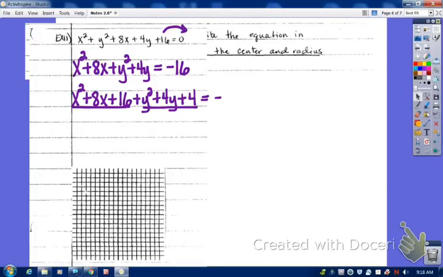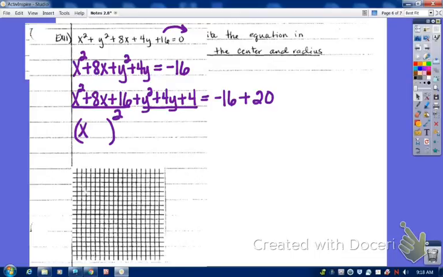On the right-hand side, I have negative 16, but something changed on the left-hand side. I added 2 numbers. What 2 numbers did I add? 16 and 4. So I added a total of 20 to the left, and if you add something to the left, you have to add the same thing to the right. So I'm going to add 20 to the right to balance my equation. You added 16 and 4, which is 20 to the left. You have to add 20 to the right. Now, each trinomial will factor into a binomial squared. What is x squared plus 8x plus 16 factored?